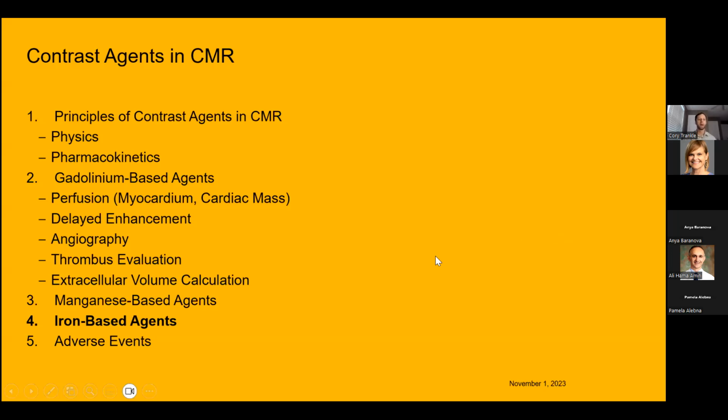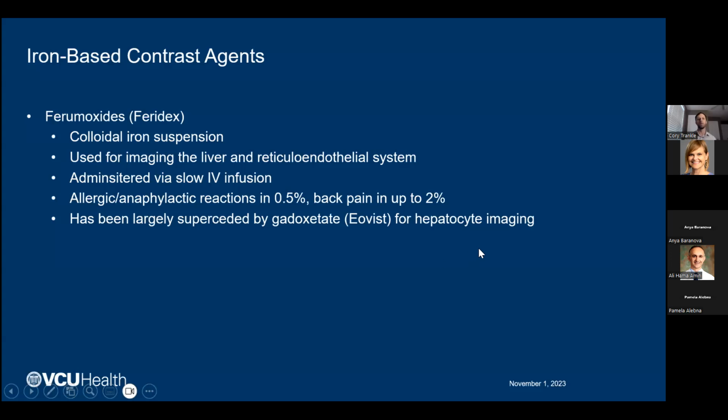There are also iron-based agents. So ferumoxides was one that was used for imaging in the liver and reticuloendothelial system. It's a slow IV infusion as opposed to the pushes that we give with gadolinium contrast. There were a not so insignificant incidence of allergic and anaphylactic reactions with this. And again, the market's been taken over by gadolinium-based contrast imaging for hepatocyte imaging.